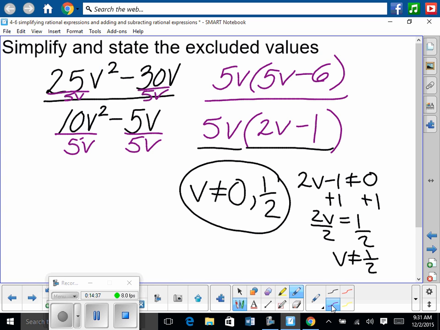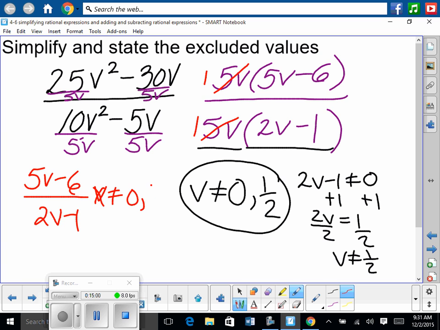Now we can simplify. Divide out exact factors. We have a 5b on top. We have a 5b on bottom. They divide out and become a 1. Good. 5b minus 6, do we have that exact thing on bottom? No. So we're done. Our final answer is (5b minus 6) over (2b minus 1), as long as b cannot equal 0 or 1/2. There would be my answer.